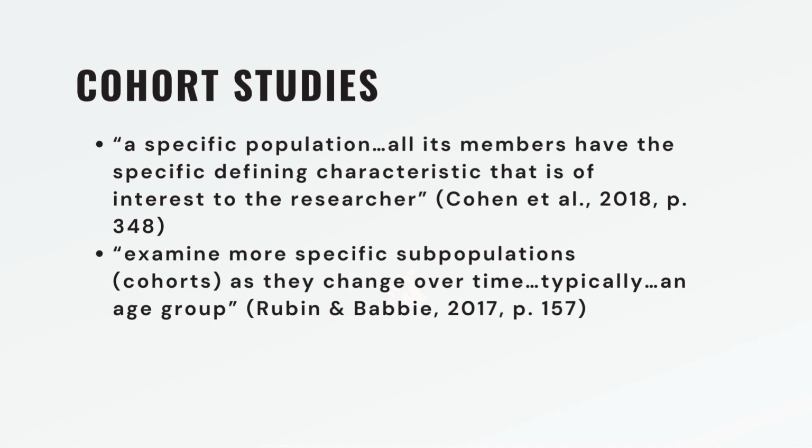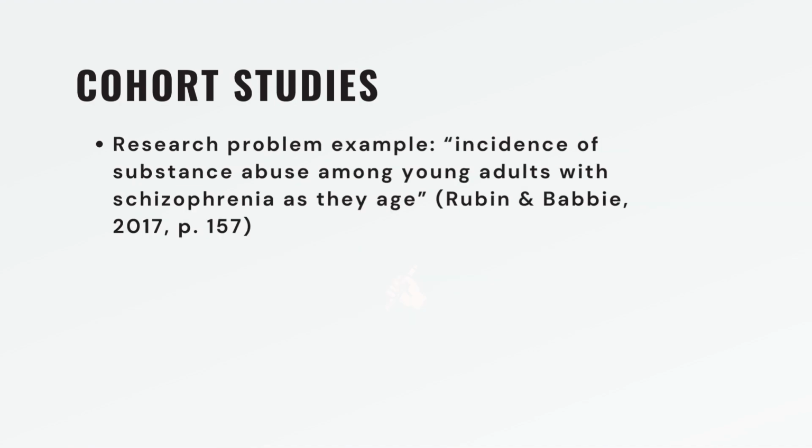Furthermore, Rubin and Babbie state that a cohort is typically an age group, such as the post World War II baby boom generation, but it can also be based on some other time grouping, such as people whose first episode of schizophrenia occurred during a particular time period after deinstitutionalization policies were implemented. For the research problem example, Rubin and Babbie cite what happens to the incidence of substance abuse among young adults with schizophrenia as they age.